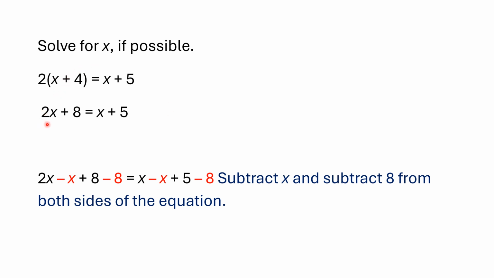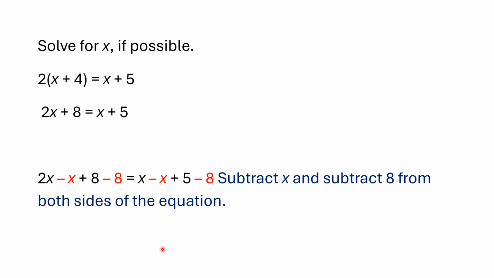Using the distributive property, 2 times x plus 2 times 4 is 2x plus 8 equals x plus 5. Now it's no different than the last one. Usually we end up just getting one step more complex at the most. So here, 2x minus x, get rid of this x, go to this side, plus 8 minus 8, because we're moving the 8 the other way. Here we have x minus x plus 5 minus 8.